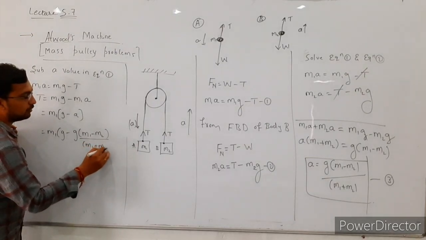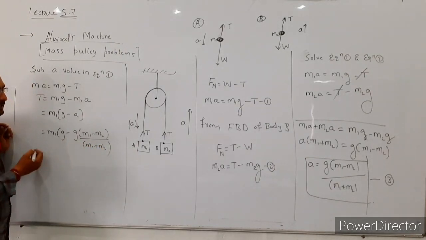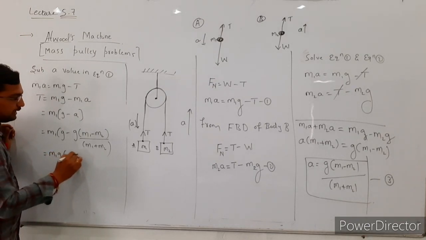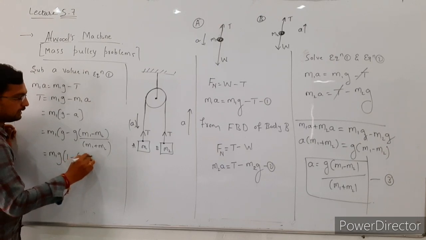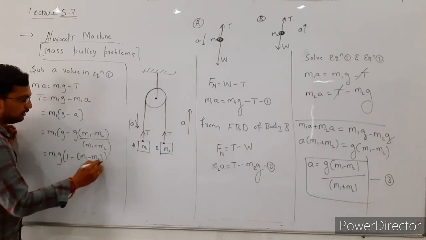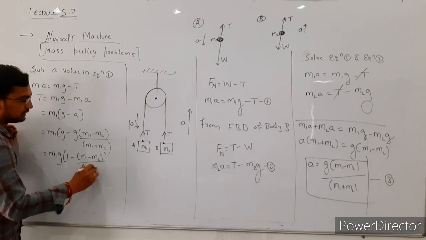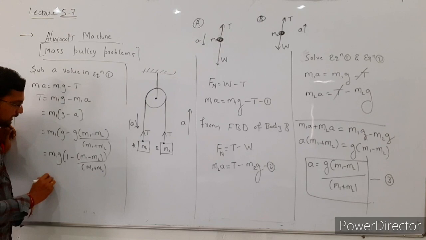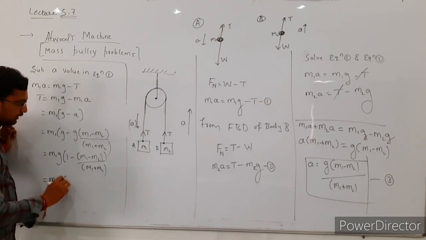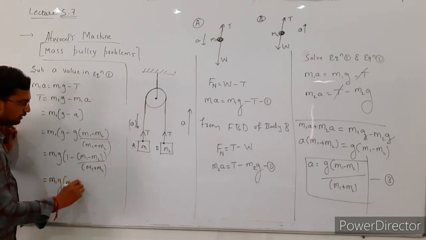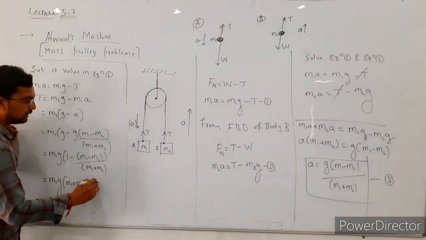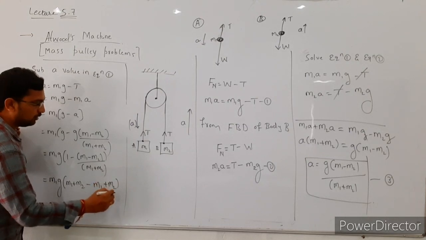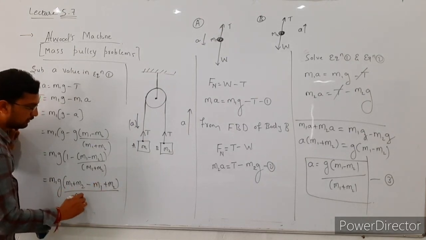M1 plus M2. Okay, see here, in this case take G as common, so then it becomes M1G bracket of 1 minus M1 minus M2 divided by M1 plus M2. Okay, see here. So then take LCM here, then it becomes M1G bracket of M1 plus M2. Take this minus sign inside, then it becomes M1 minus into minus, it becomes M2 plus M2, whole divided by M1 plus M2.